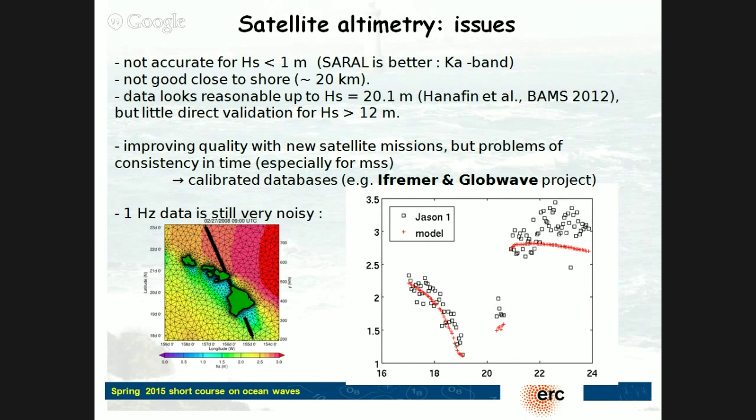There are a few issues with the altimeter, as I was saying, below 1 meter, because you don't have the resolution in time of a few nanoseconds. It's related to resolution in the vertical. So the small waves, you don't discriminate them very well. Close to the shore, you get echoes from the land, like mountains, that can come together with the echo from the ocean, and that can corrupt things quite a bit. It depends if the land is flat close to the ocean, or if you have mountains. But typically, within 20 kilometers from the shore, you have some problems.